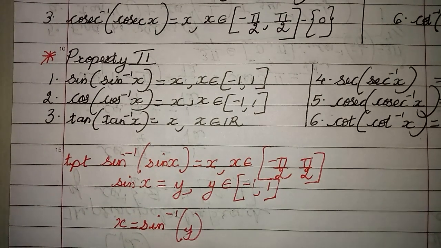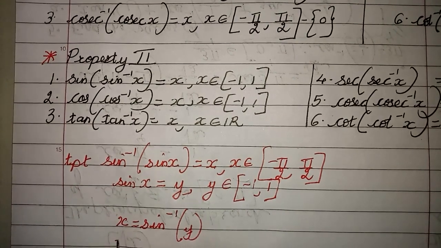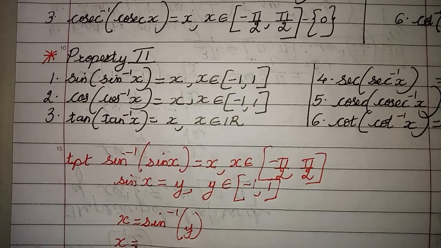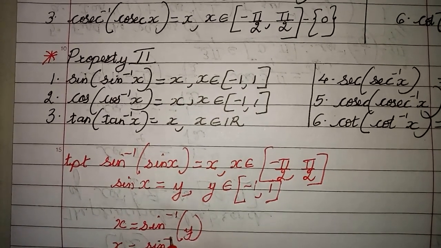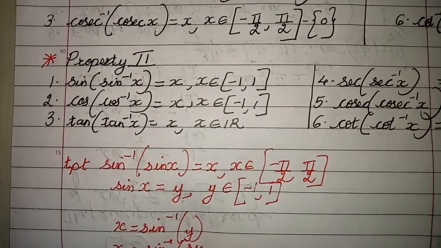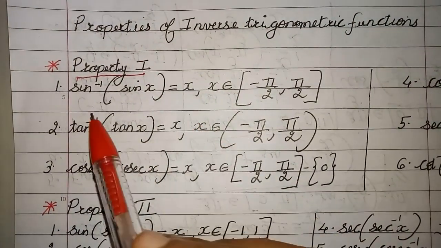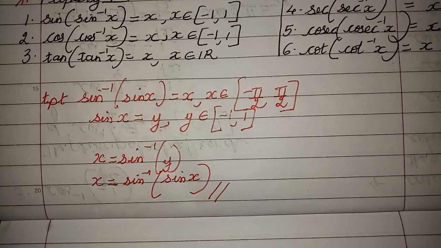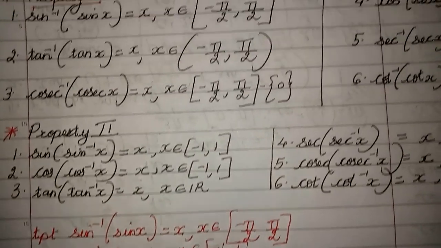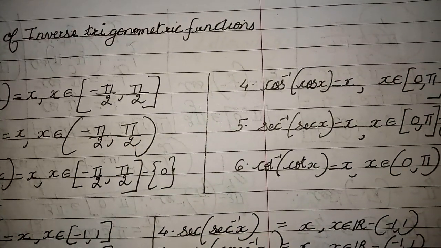Is that clear? So I got x equal to sin inverse of y. But what is y, children? We started with y as sin of x. So here I have proved the first property, which says that sin inverse of sin x equals x. Very, very easy. Now similarly, you can prove all the other properties.